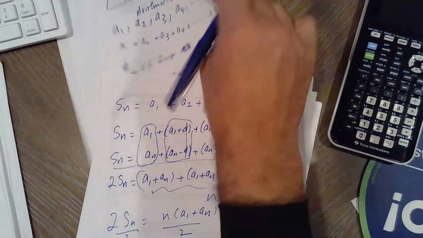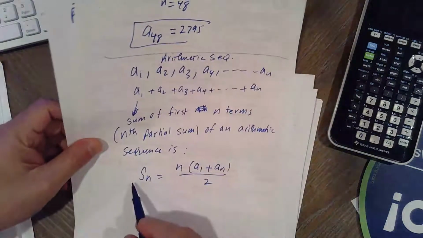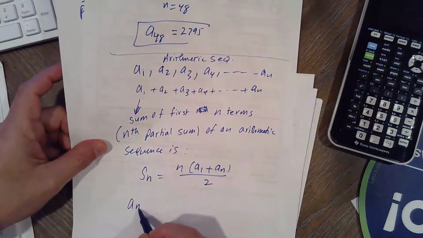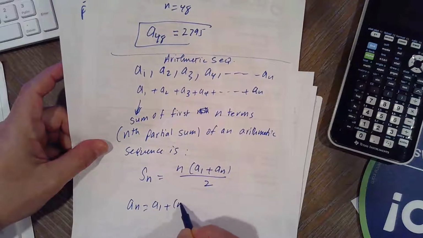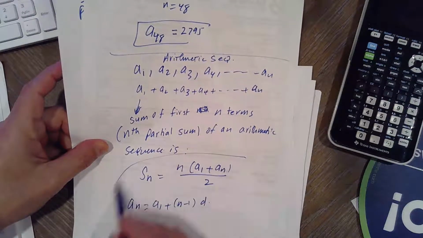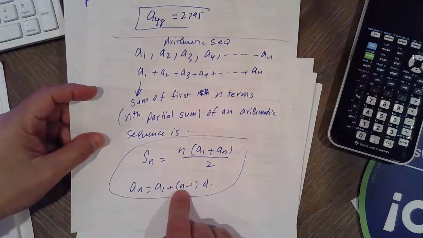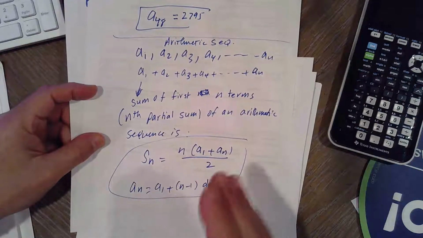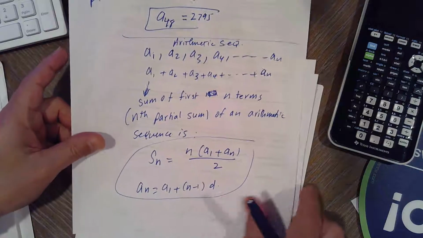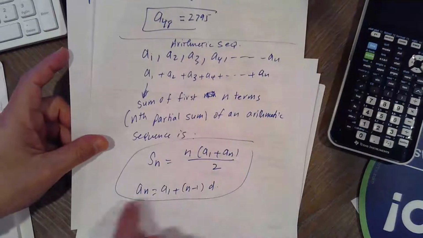Okay, this is for adding the terms, and this is for finding a specific term. Be careful with an arithmetic sequence. This formula is for finding a general term or a specific term. This one is for summing, adding the first n terms, 10 or 100, instead of adding just individual terms.